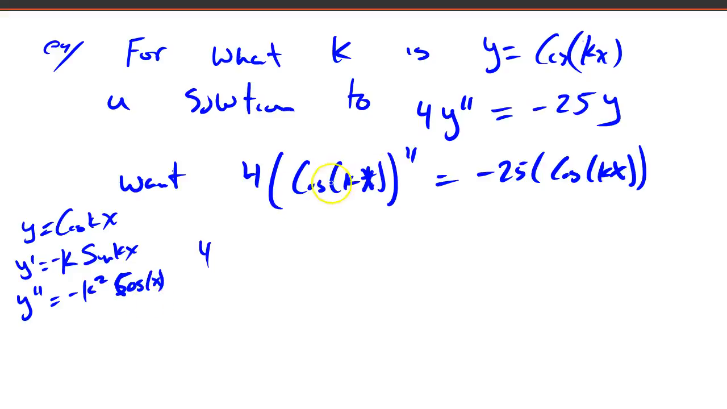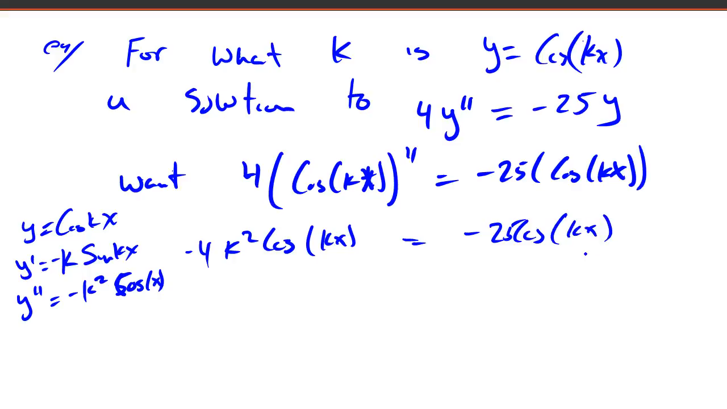So this second derivative, I've got 4 times negative k squared cosine kx, that's my left-hand side. The right-hand side, well, that's just negative 25 cosine kx. So when are these two things equal to each other? Well, divide both sides by cosine of kx, and we've got that negative 4k squared has got to equal negative 25.